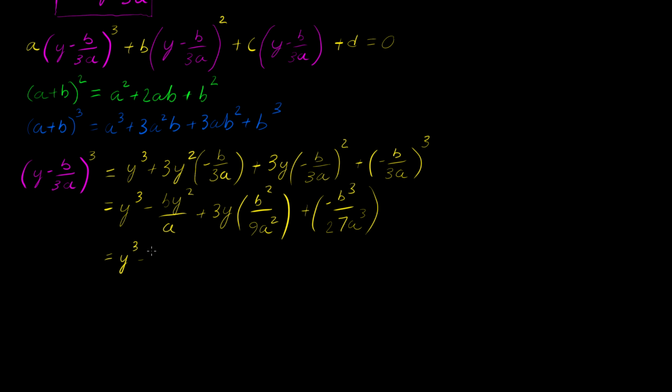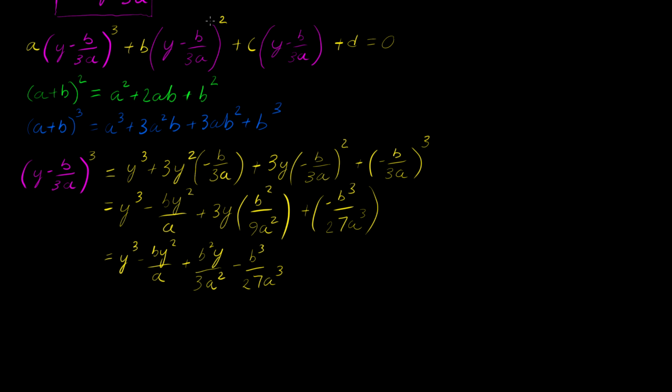So we're really left with y cubed minus by squared over a, plus this 3 over 9, which is just going to cancel to a 1 over 3. So we're just going to be left with b squared y over 3a squared, since the 3 and the 9 simplify. And then we're left with a negative here, negative b cubed over 27a cubed.